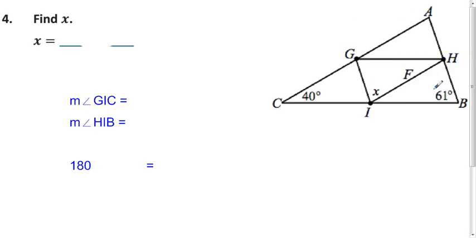So, you know, we have corresponding angles here, right? These two correspond. And these two correspond. So the three angles, we have X, we have 40 degrees, and we have 61 degrees. So subtract those, and we end up with X is 79. 79 degrees, I should say.